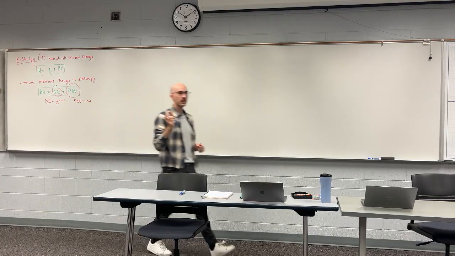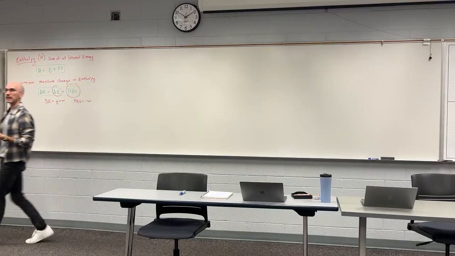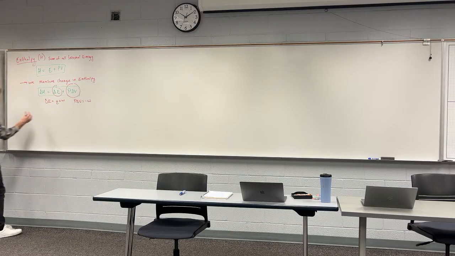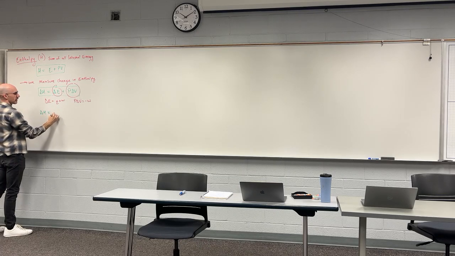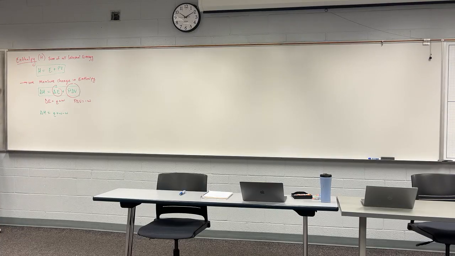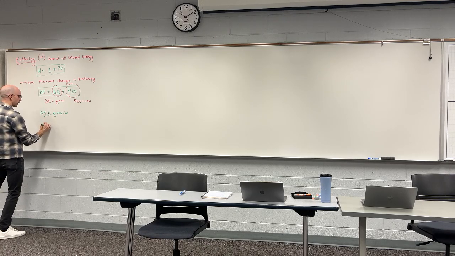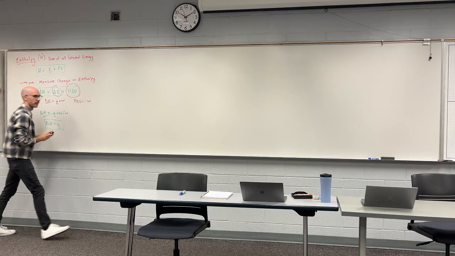So making some substitutions, getting rid of delta H, getting rid of delta E, getting rid of P delta V, we get Q plus W minus W equals delta H. What a silly thing to write. What is W minus W? Nothing. So we get delta H is equal to Q.